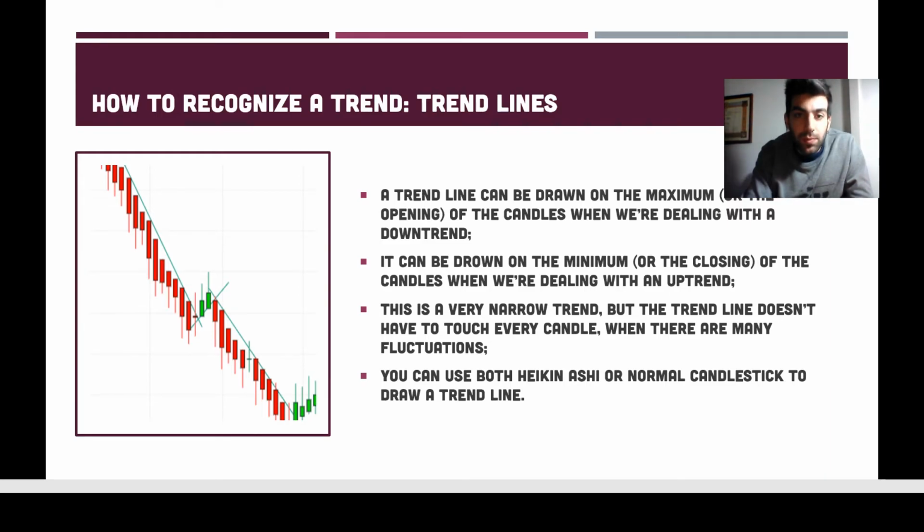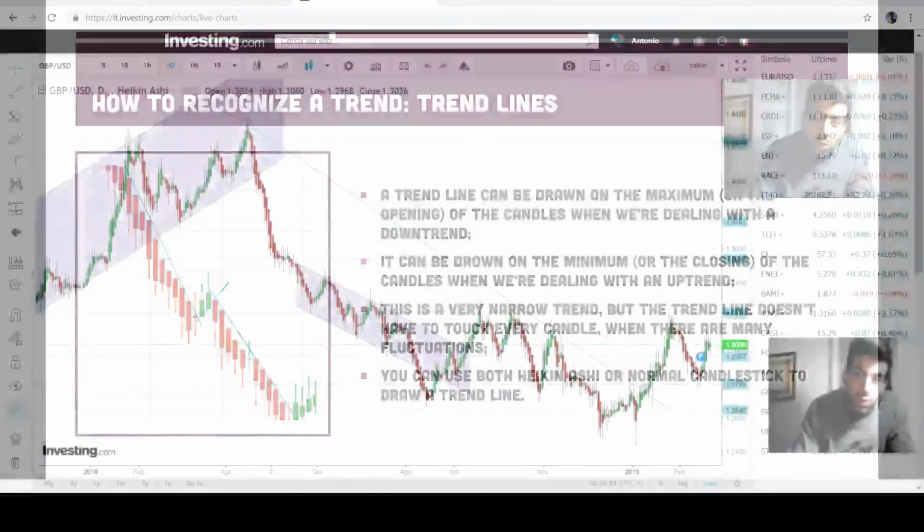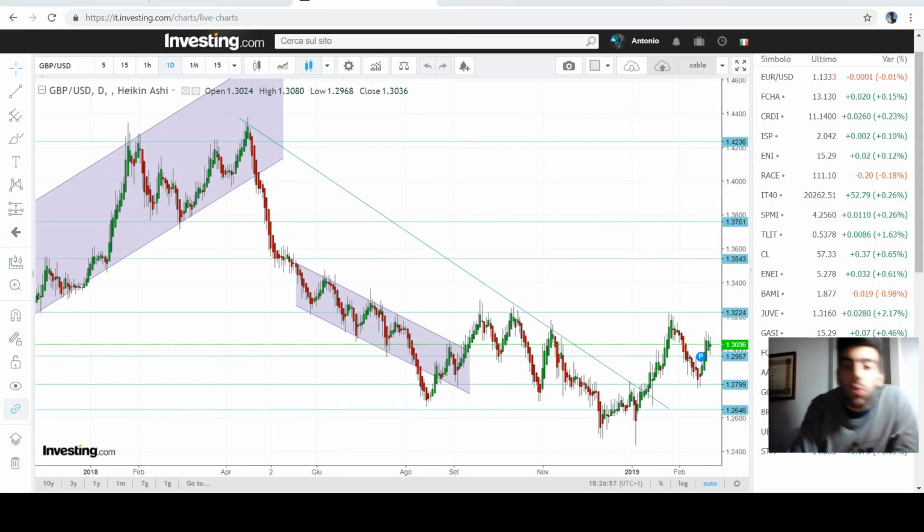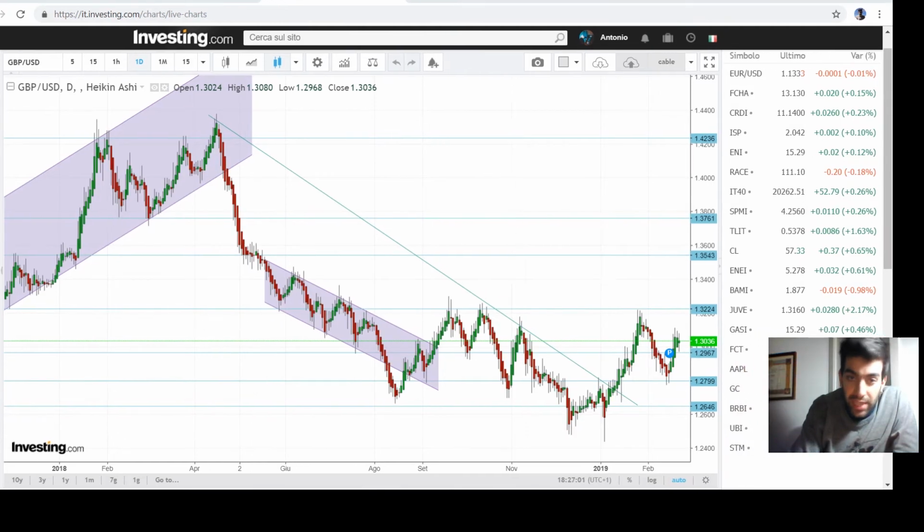So these are the kinds of trend lines we can see on the charts. Now I already know what chart to show you, and it's the cable. This is the cable chart, so it's the British pound against the dollar. Now I'm going to show you. Here we are. So what can you see here? This is Heikin Ashi candlesticks with a trend line.